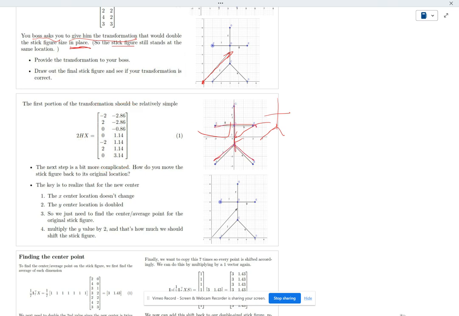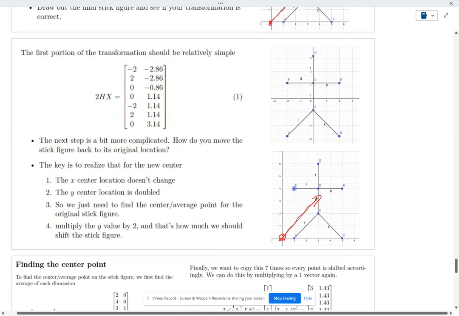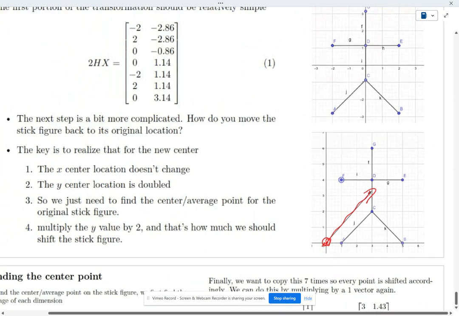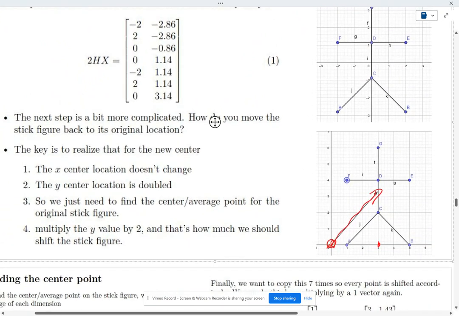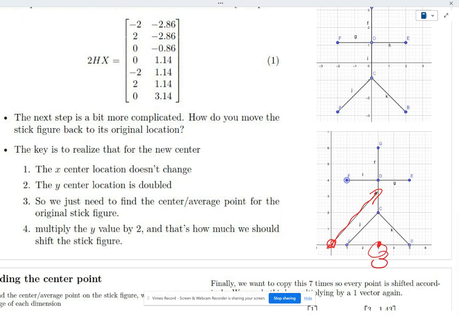So the next step is how do we move from here back out, right? Well, there are a couple of key points to realize. One is that notice that the x location doesn't change. The person was standing at 3, and by the end, the person is still standing at 3. And the second point is that the y location is doubled. So previously, a person was this tall, but this location has doubled.